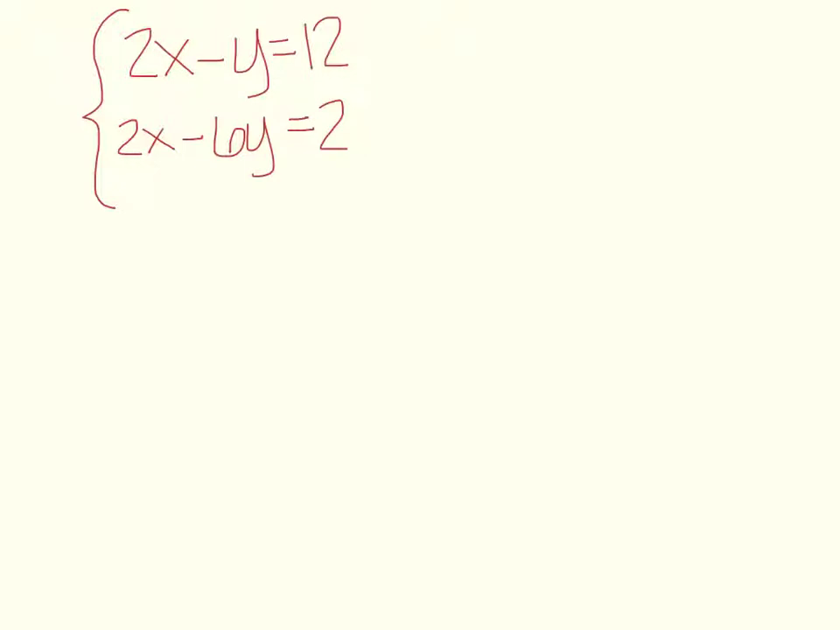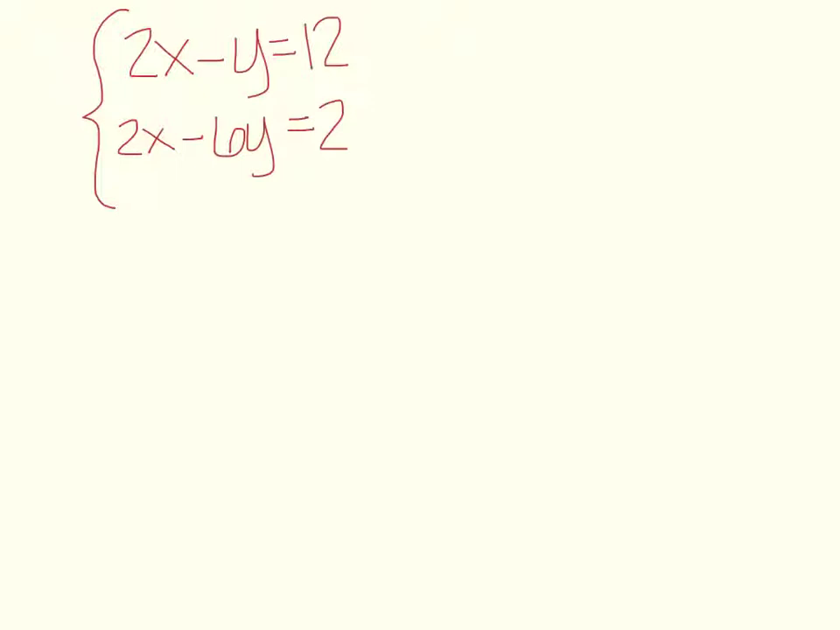The idea is that we're going to eliminate or get rid of a variable. We do this by having a positive and a negative of the same variable. So if we have a 7y, we would need a negative 7y in order to be able to cancel it out. We're going to use an old arithmetic trick called stack and add.